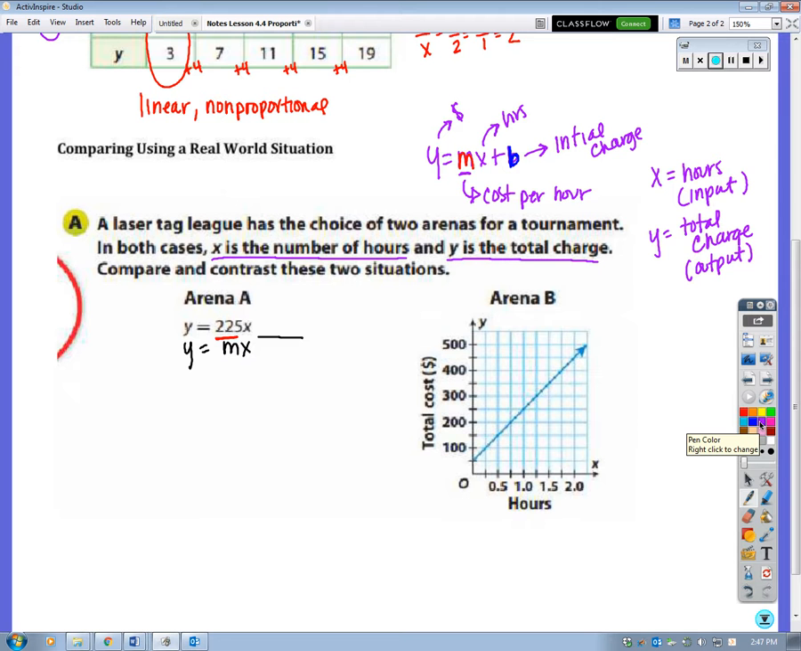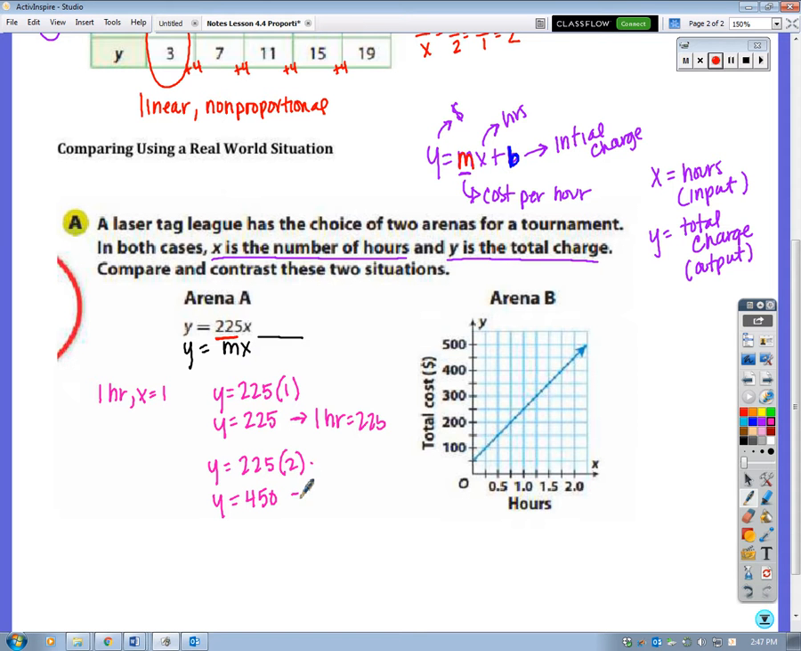So if y is our total cost, x is our number of hours, let's plug in 1 hour and see what that costs. So for 1 hour, that means that x is going to equal 1. We've got y equals 225 times 1 to give us our total cost. So y equals 225 for 1 hour. Let's plug in 2 hours. So y equals 225 per hour times 2 hours. And that's going to give us a total of 450, right? So y equals 450 for 2 hours.